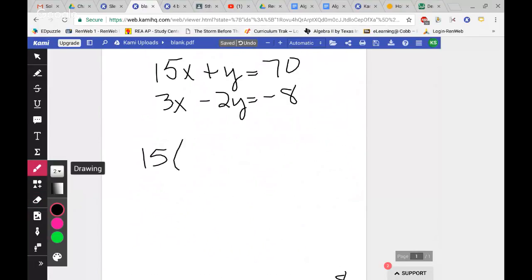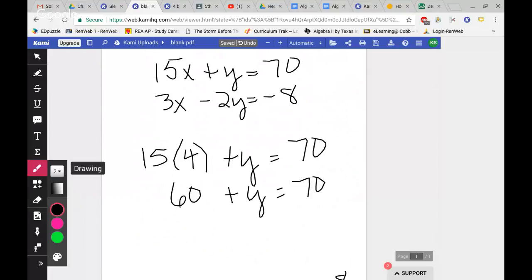So 15 times 4 plus y equals 70. And 15 times 4 is 60 plus y equals 70. And y equals 10. So the answer is 4 and 10.